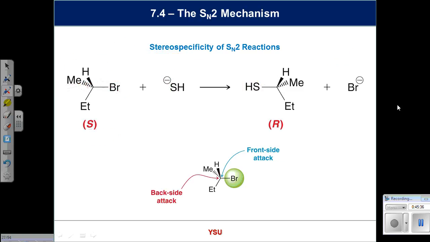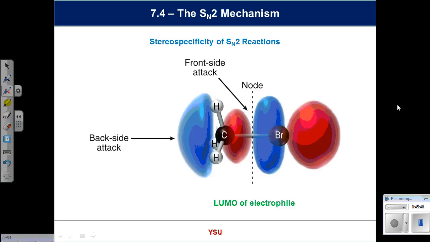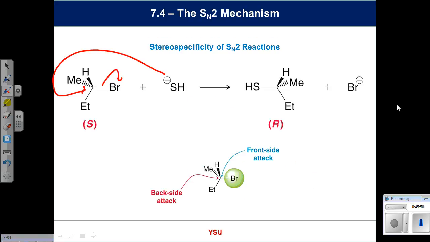So with that in mind, we've now got the first example of stereochemistry in an organic reaction, in which the nucleophile has to come from the back of this thing and kick out from the front. It's because that's where the opening is. That's where the orbital is that you have to attack.